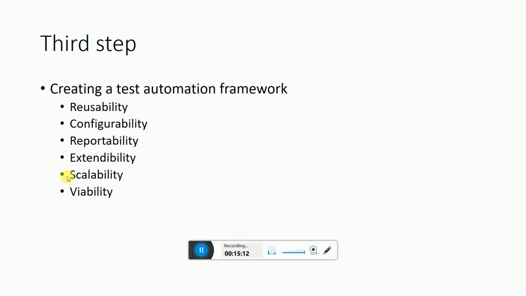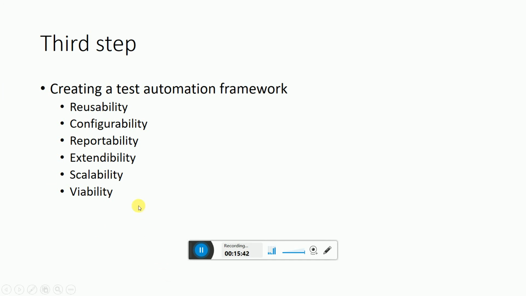Scalability of your project should be, your test automation should be implemented across the projects in the organization. Viability is a new concept, key element in your framework. Your automation framework should be viable. Do not bring projects or automation frameworks which are not viable in your organization. It should be realistic, effective, and efficient.